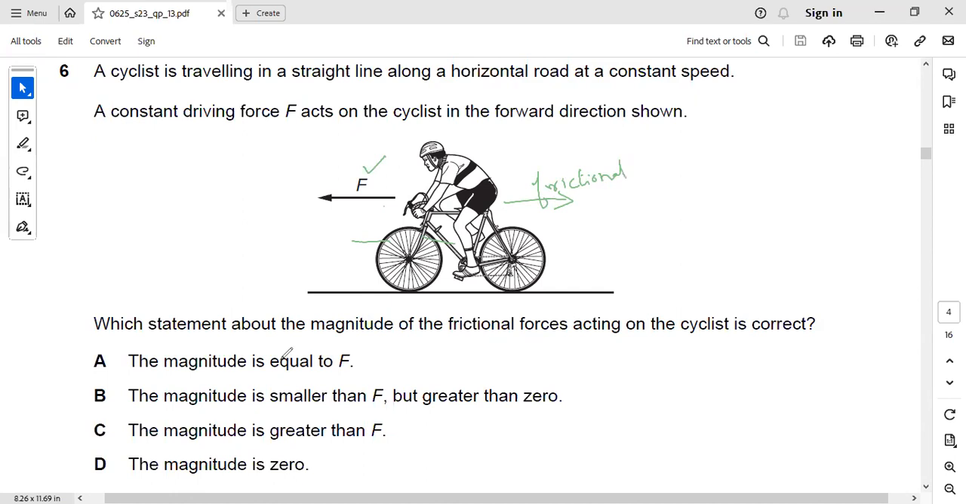So which is the right answer? These all are wrong. So the right answer is A. The magnitude is equal to F.